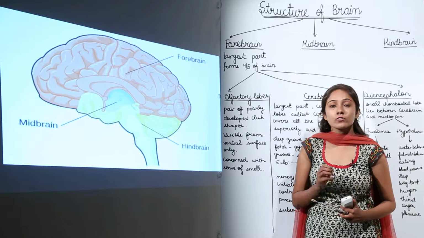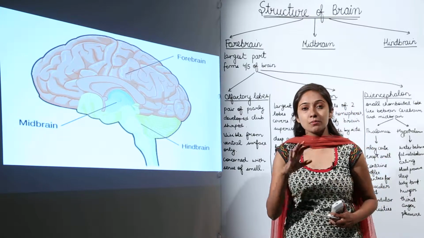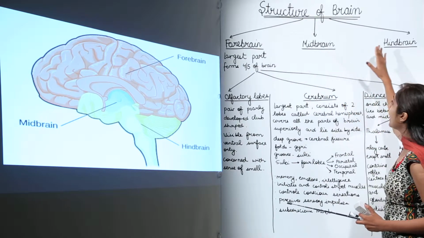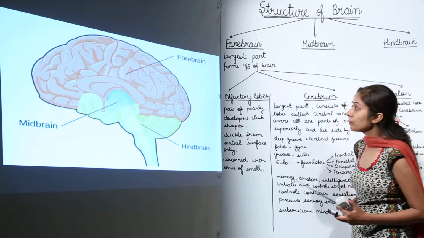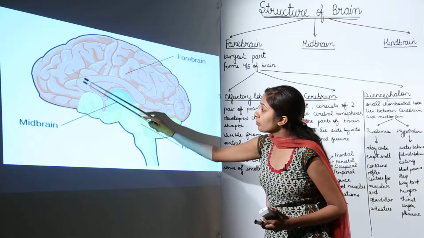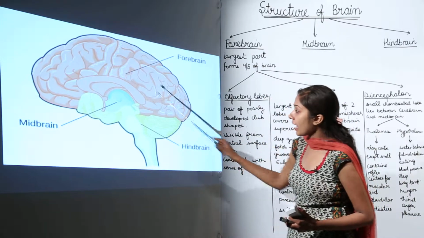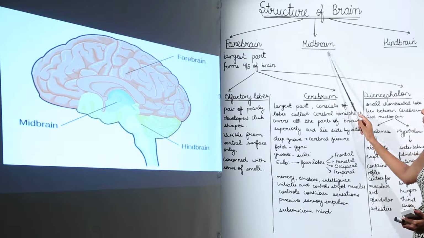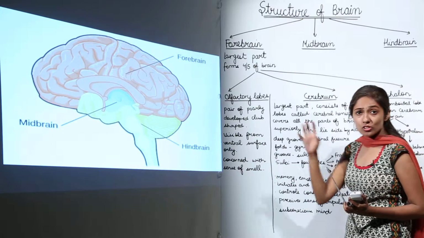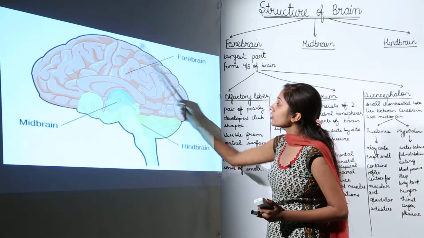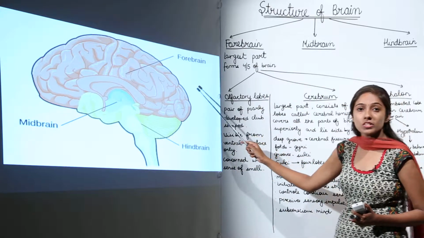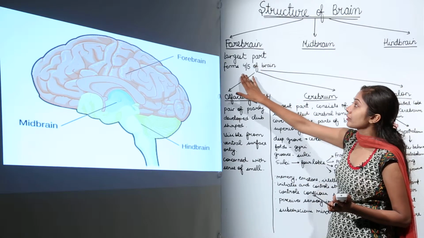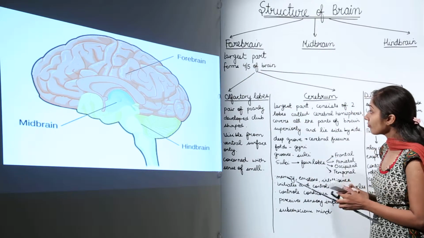Now let's discuss the structure of the brain in detail. It is divisible into three parts, namely forebrain, midbrain and hindbrain. You can see the three parts in the image. You can also see that the forebrain forms the largest part of the brain. It almost forms 4/5 of the brain, right.